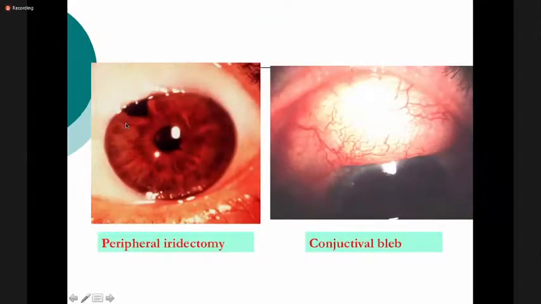So when you look at a patient who's had this procedure, you'll see they'll have a hole on the iris from which the aqueous flows, and there'll be a little bulge on the conjunctiva where the small window we've created is. That's where the aqueous flows out. And once the aqueous flows into this subconjunctival space, it is absorbed by the normal drainage system of the eye.